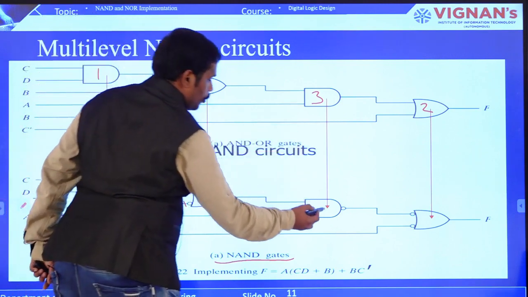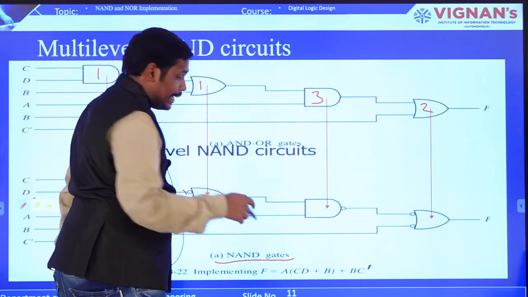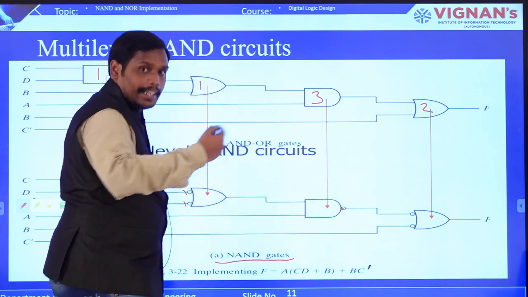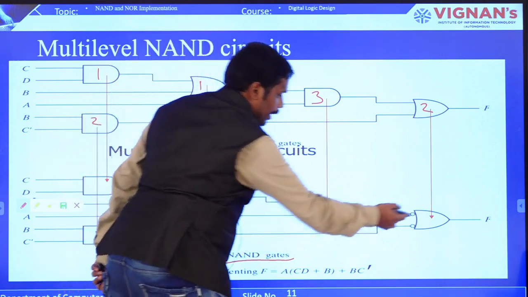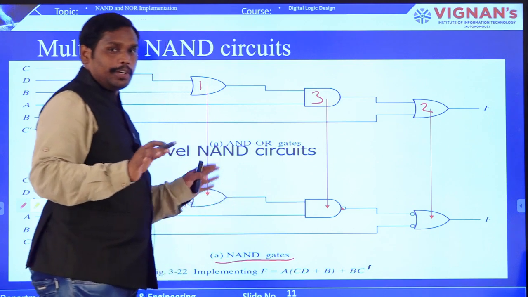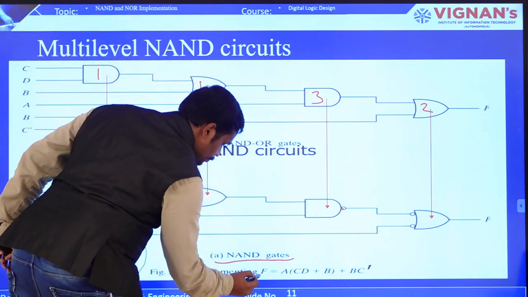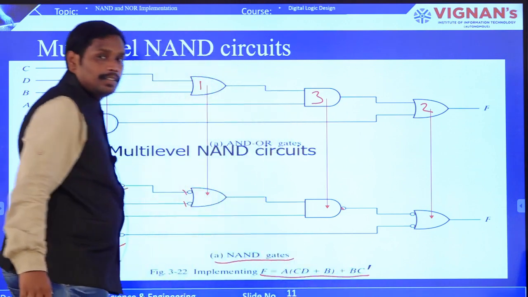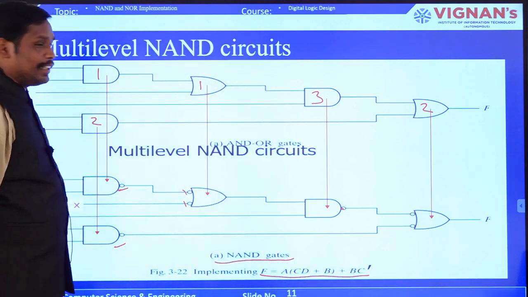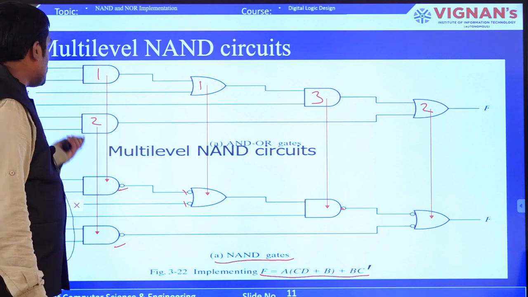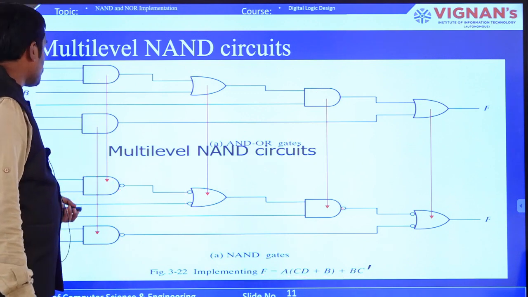Now in level 3 you are going to write an AND gate. An AND gate is expressed with AND invert, so the AND symbol with an invert. Now you understood how to write this expression. This is the expression for this particular diagram. This is how you are going to express it with NAND. I hope this is clear. This is multi-level NAND.